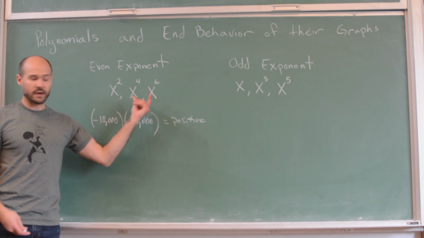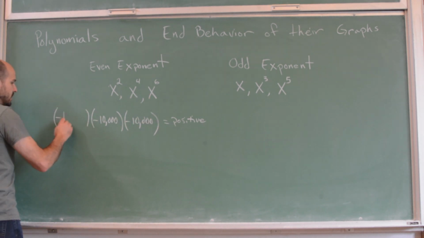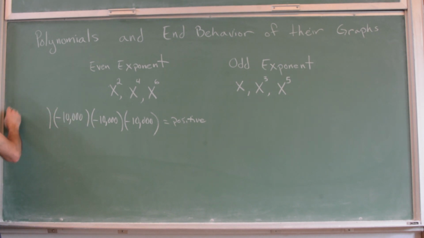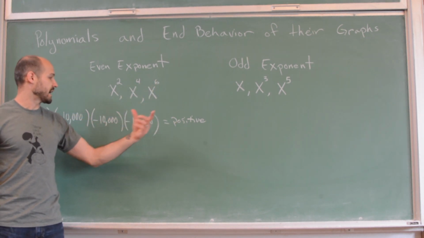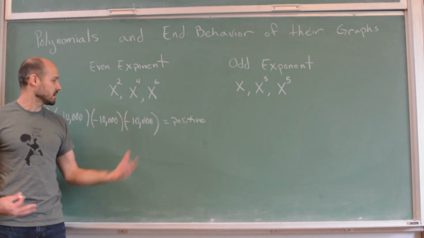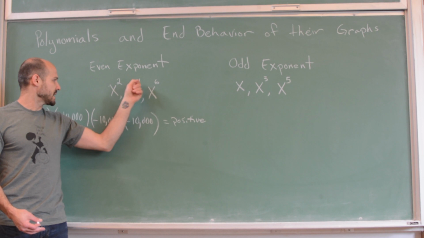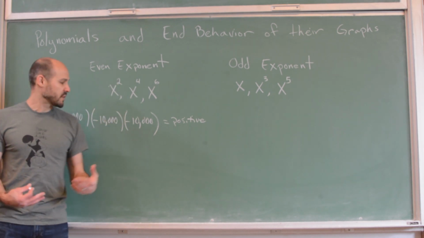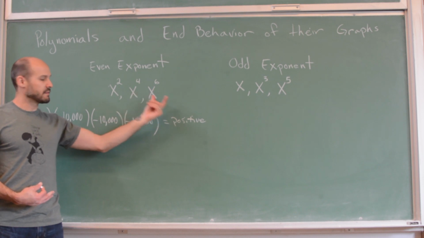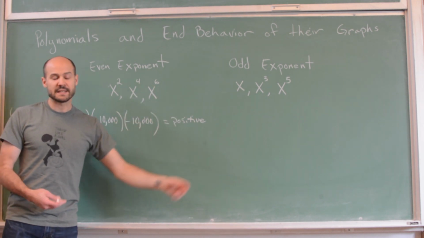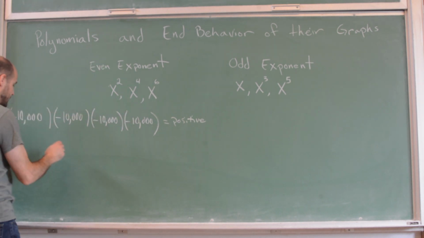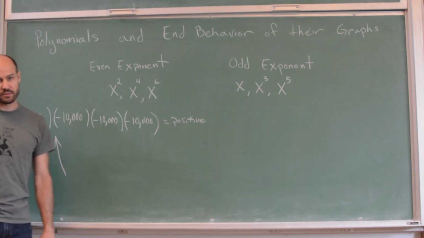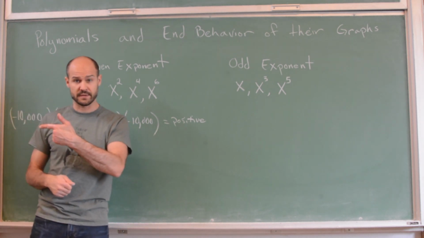If we do it into x fourth, that just adds on 2 more negative factors, and that's going to continue to give us a positive value. And if we add on 2 more negative factors, x to the 6th, we get still a positive result. So no matter what this number is, as long as it's even, if we plug in a negative value, it's going to give us a positive result. That means that all the way to the left, it's going to be way up high. So our end behavior looks like this. The graph increases as we go in that direction to the left.